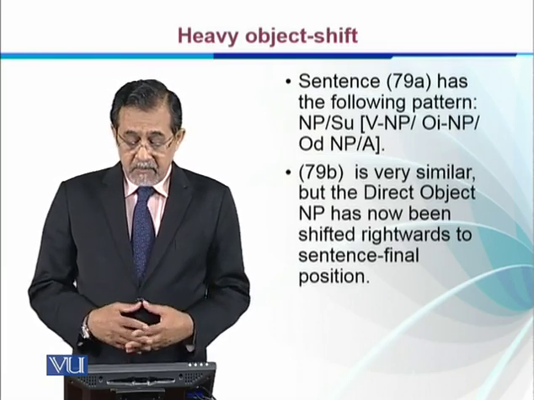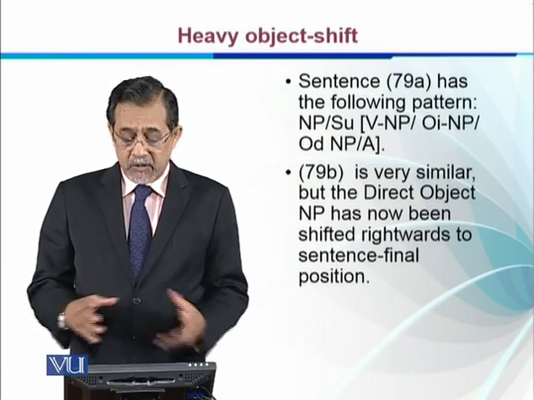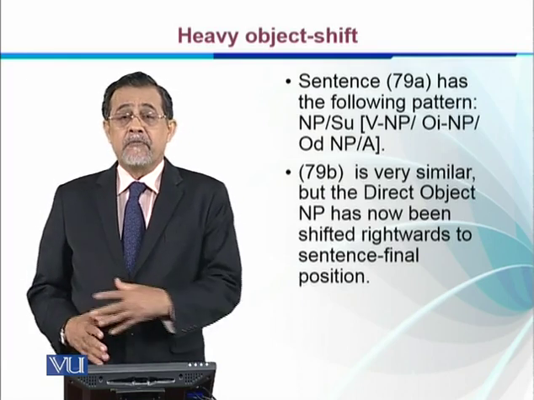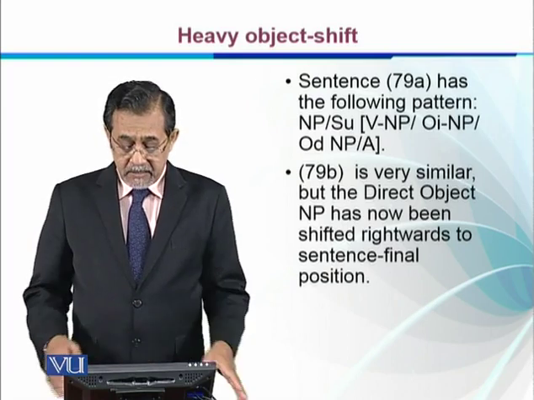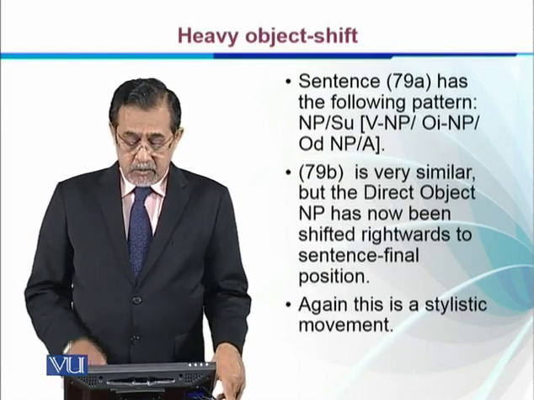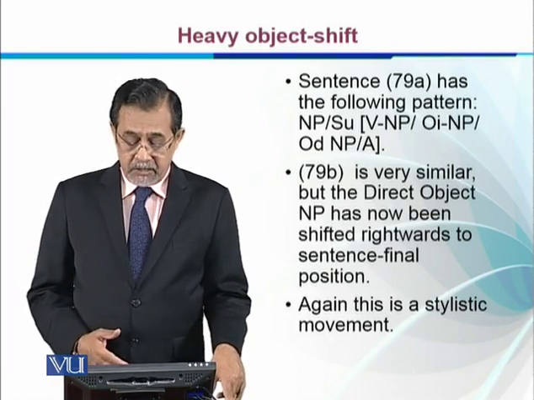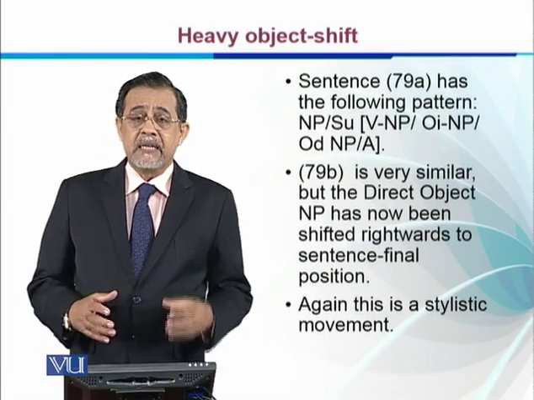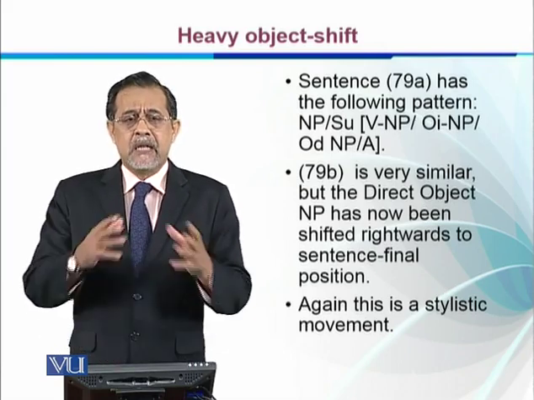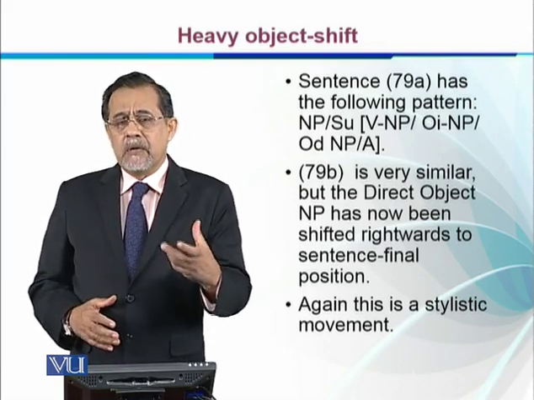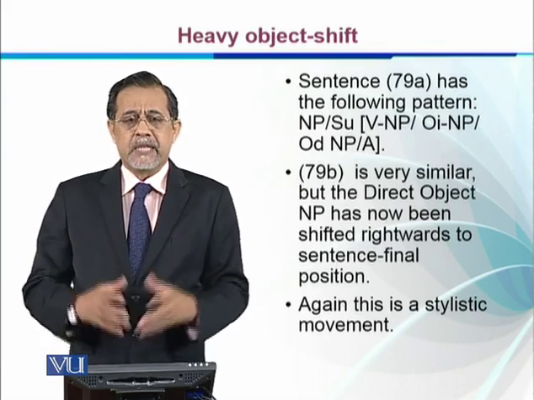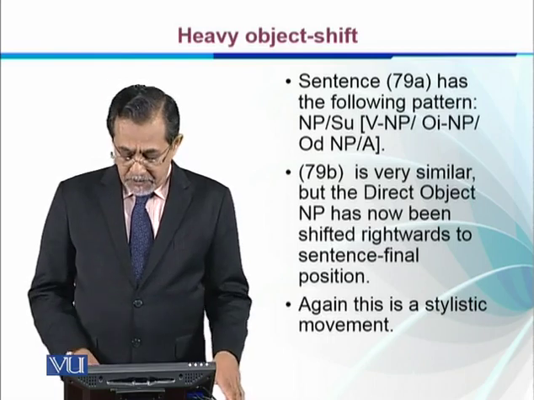79B is similar, but the direct object NP has now been shifted rightwards to the end of the sentence, to the final position in the sentence. So this is known as heavy object shift. Again, it is a stylistic movement. It is done for the purpose of style, so that the heavier constituent could be moved to the end of the sentence for focus purposes.